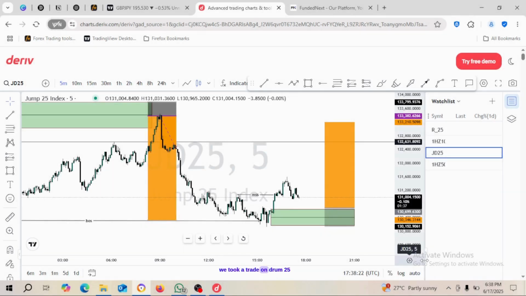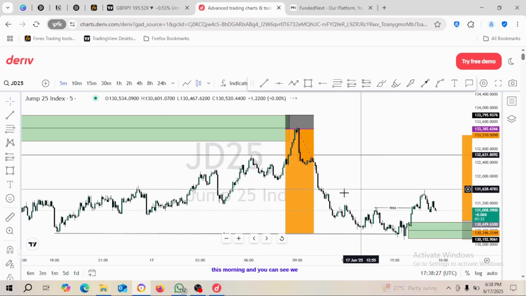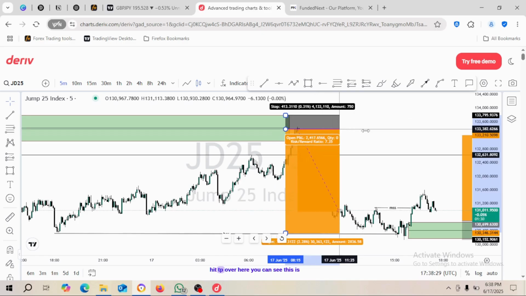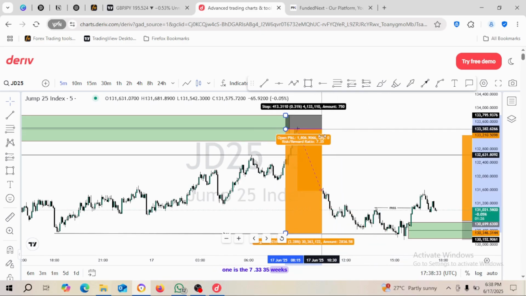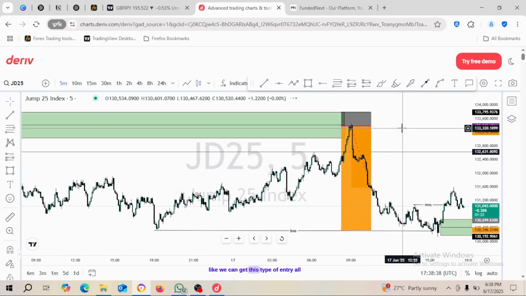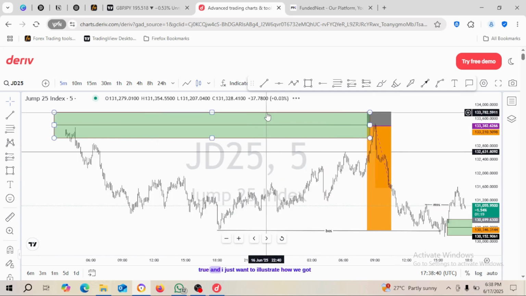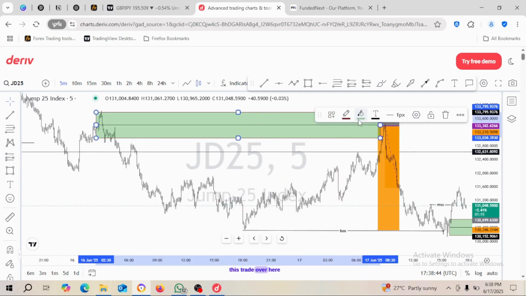We took a trade on June 25 this morning, and you can see we hit TP over here. This is a 1:7.35 risk to reward ratio. It's like a sniper entry, like we've been getting sniper entries all through. And I just want to illustrate how we got this trade over here.